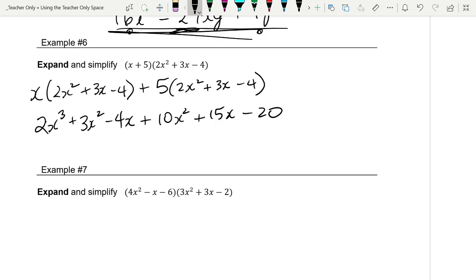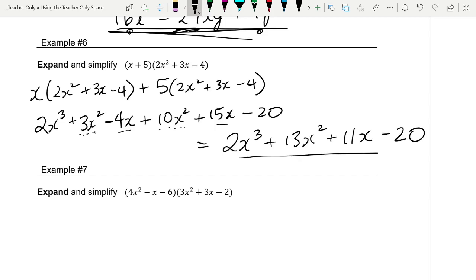All right, what are my like terms? Yeah, there's nothing that I can combine with the x cubed, so I'm just going to leave it alone. But the 3x squared and the 10x squared can make 13x squared, right? Careful, remember that this negative belongs to the 4. So this and this are like terms, which makes it 11x's. And then the minus 20 has nobody to play with. There's no other constants, so there it is.